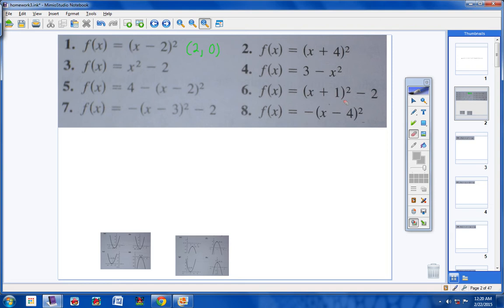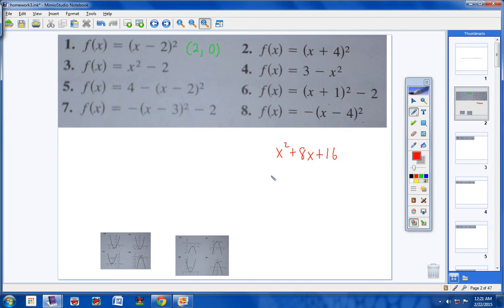So very quickly, number 2 right here, let's find the vertex. We're going to do it the exact same way. We have x plus 4 times x plus 4, okay? So if you do that quickly, you will come up with this right here. You will get x squared plus 8x plus 16. Not sure why I put a parentheses here, so we'll go ahead and get rid of that. Alright, so there we go. x squared plus 8x plus 16.